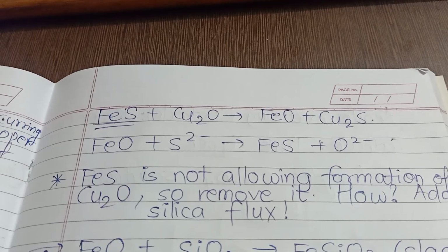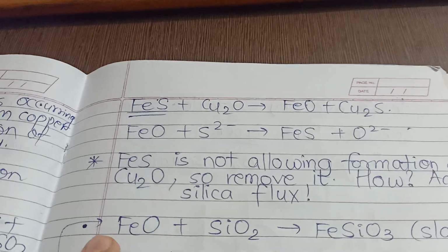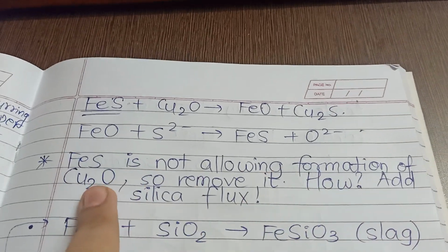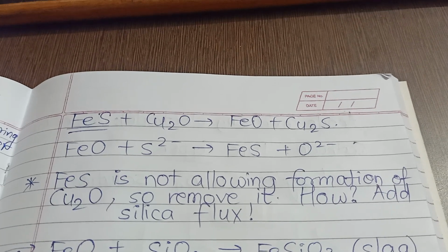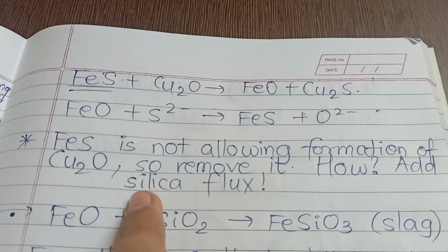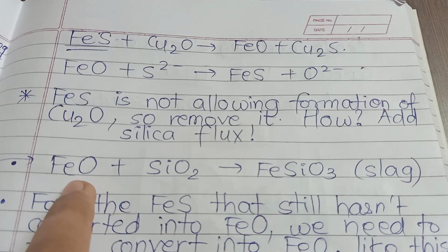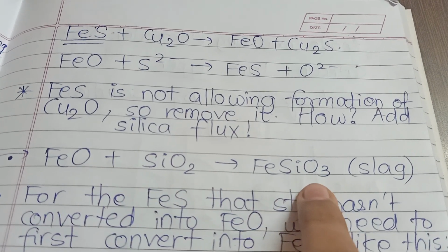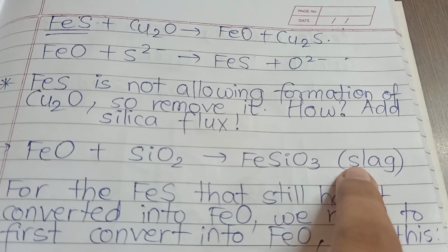So now the main problem here is FeS. We need to do something about it. See, FeS is not allowing formation of cuprous oxide. So we have to remove it. So how will we remove it? By addition of silica flux. Silica, which stands for SiO2, reacts with the FeO forming FeSiO3, which is obtained in the form of slag.